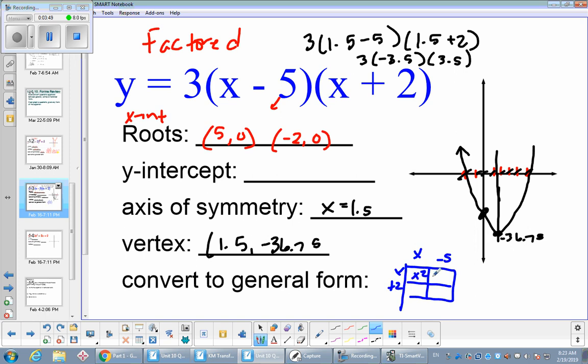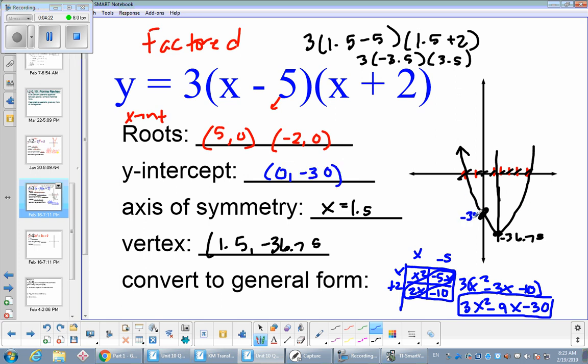So I get x squared, negative 5x, 2x, negative 10. So I get x squared minus 3x, because I add these two together, minus 10. I'm not done yet. I can't forget that there was a 3 in front originally. So my final general form is 3x squared minus 9x minus 30. And what I now know from general form is that the y-intercept is at negative 30. So you can either write just negative 30 or 0, negative 30. So that is factored form.